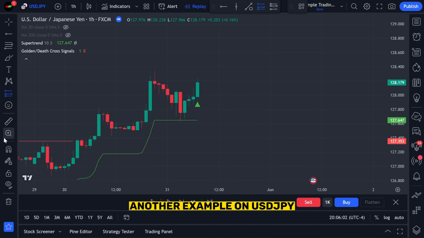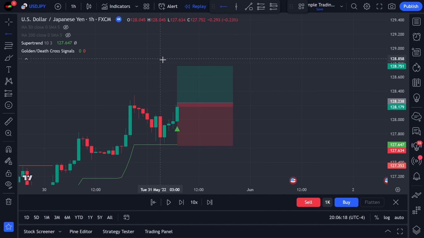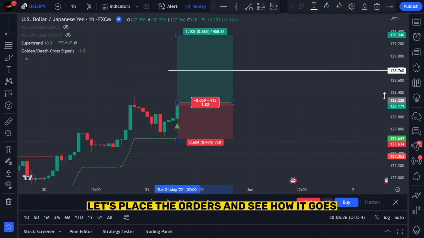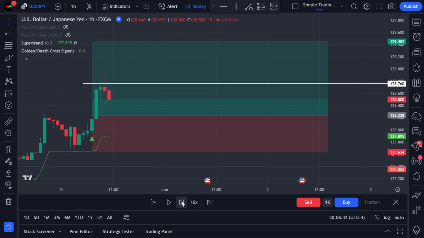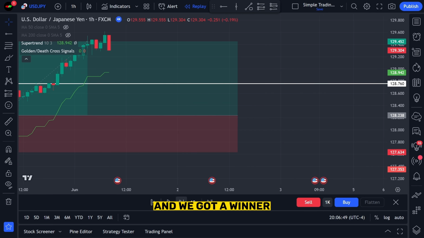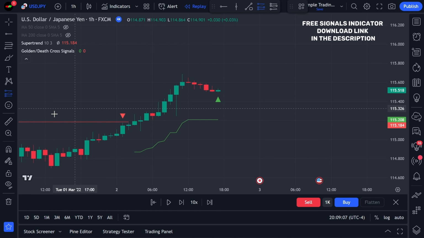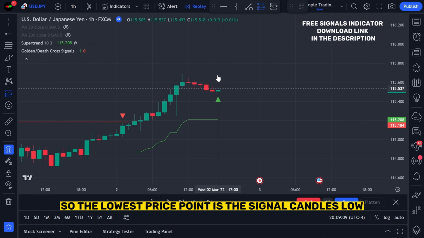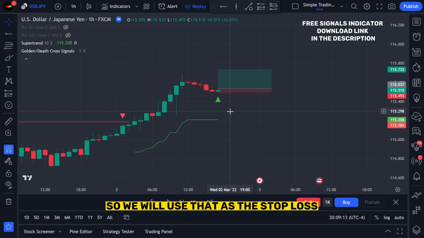Another example on USD/JPY. All conditions line up for the long. Let's place the orders and see how it goes. And we got a winner. A long example on USD/JPY again. Placing the orders. No recent swing lows, so the lowest price point is the signal candle's low, so we will use that as the stop loss.